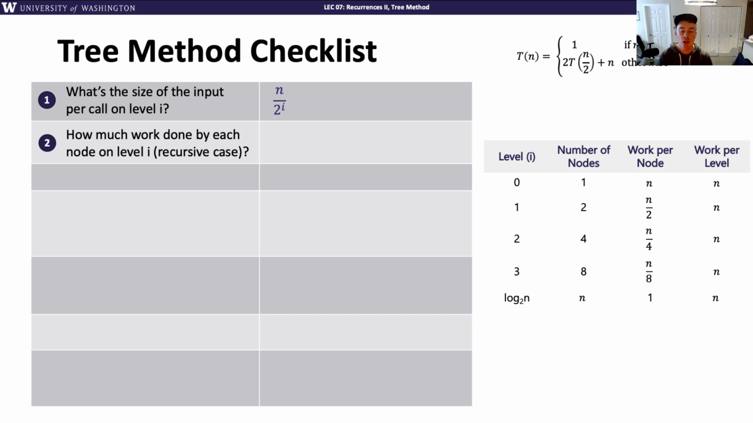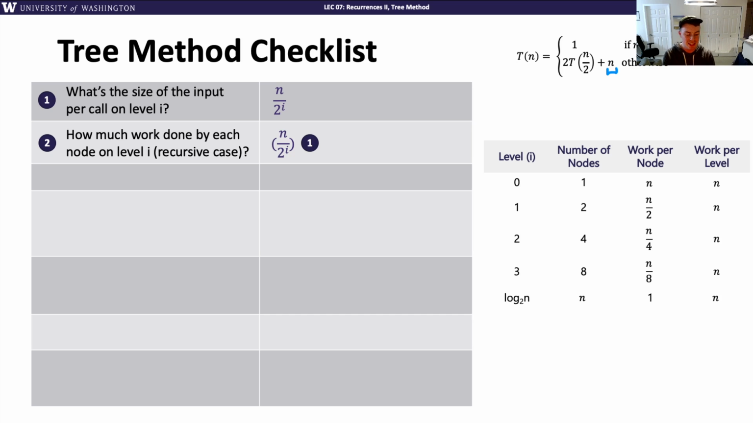Now, how much work is done by each node at level i in our recursive cases? Well, according to our recurrence, they do work proportional to their input size. So since their input size is n over 2 to the i, then their work, again, at the recursive levels is going to be n over 2 to the i.